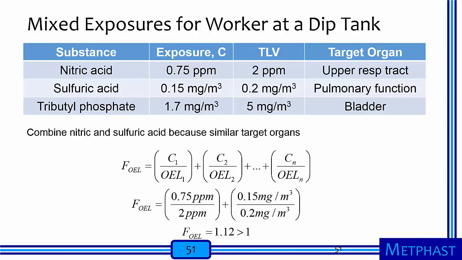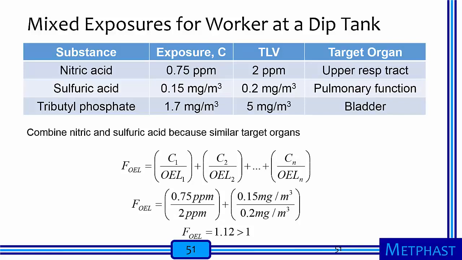Here we consider an example of mixed exposures for a worker at a dip tank used to clean parts before painting. We measured exposures for nitric acid, sulfuric acid, and tributyl-phosphate, and all were less than the threshold limit value, TLV. Now let's consider how to handle substances that affect similar target organs. Nitric acid and sulfuric acid both affect the respiratory tract, whereas tributyl-phosphate affects the bladder. So we should consider the combined effects for nitric and sulfuric acid as shown in the equation.